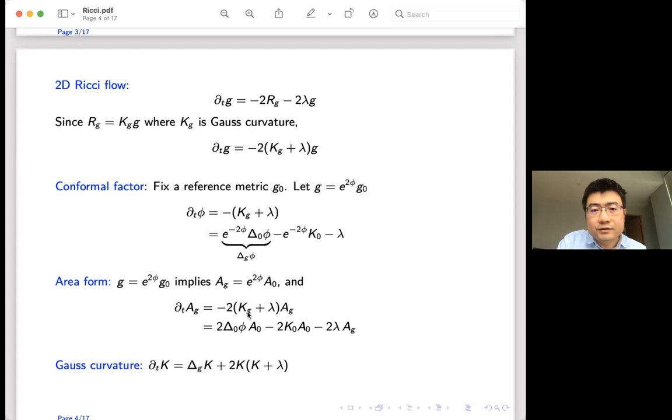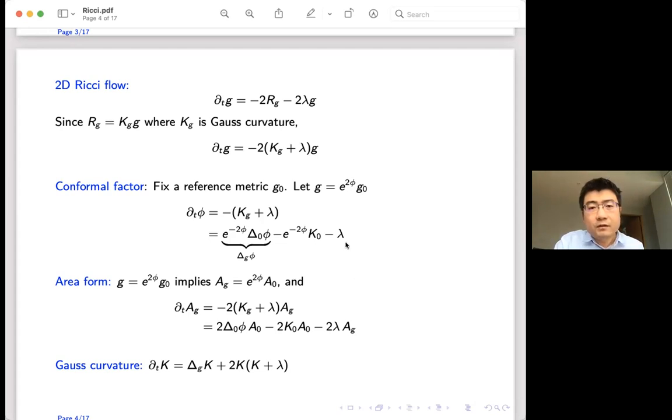And now we can also write the equation as, well, the scalar, the Gauss curvature, you can just apply this formula again and get this. So the area form satisfies an equation which has a Laplacian term, a curvature term and the lambda term. So A naught is the area form for G naught. And there's still a Laplacian of phi, which is kind of annoying, but we'll deal with that later.